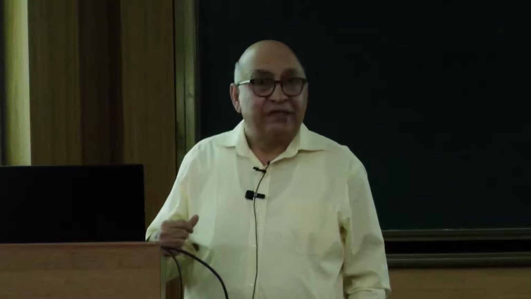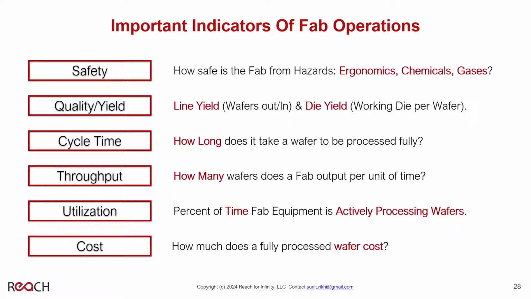Then there are chemicals and gases. Each one of them can seriously harm not just you, but also the fab environment, and shut the fab down because of contamination and all that stuff. So all those things require safety systems. Then, of course, quality. It's also referred to as yield. So line yield says, I put in this many wafers, how many came out? And what happened to the ones that are missing?